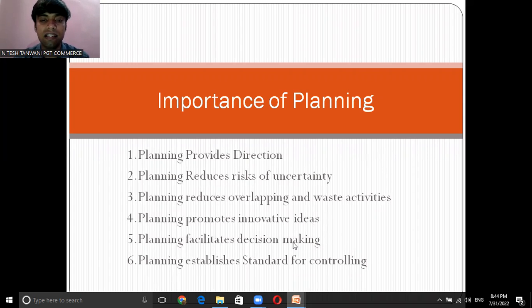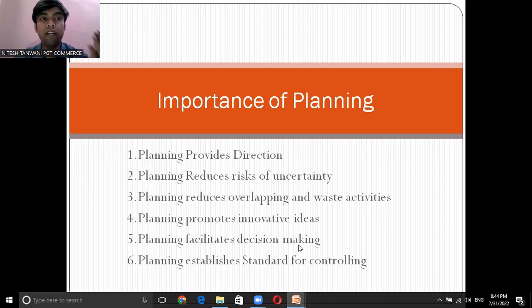Planning facilitates decision making, because the decision making process is involved in planning. Management makes decisions to achieve the objectives. They select the best course of action. So we can say it facilitates decision making.